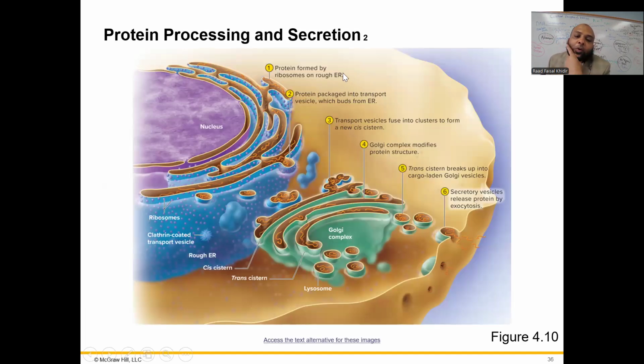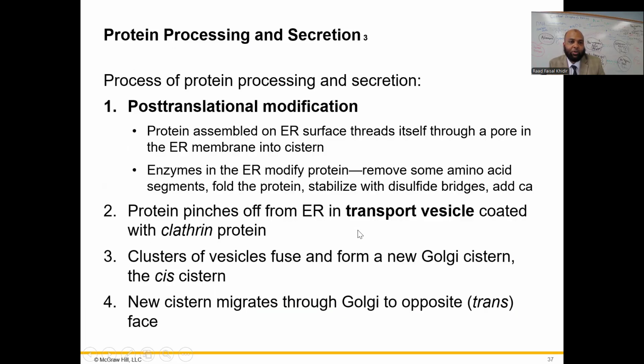Number 1, the protein is formed by the ribosomes on the endoplasmic reticulum. The protein is packaged into a transport vesicle when it buds from the endoplasmic reticulum. Then the transport vesicles fuse into clusters to form a new cistern. The Golgi apparatus modifies the protein structure. The cistern breaks up into cargo-laden Golgi vesicles, and these Golgi vesicles send their content out of the cell by exocytosis, because we are sending out the material. That is the process of protein processing and secretion.